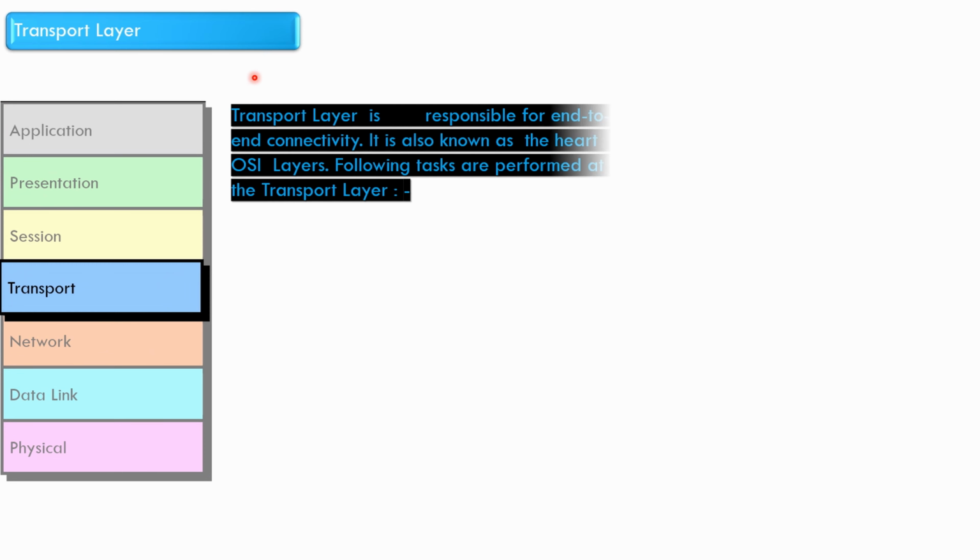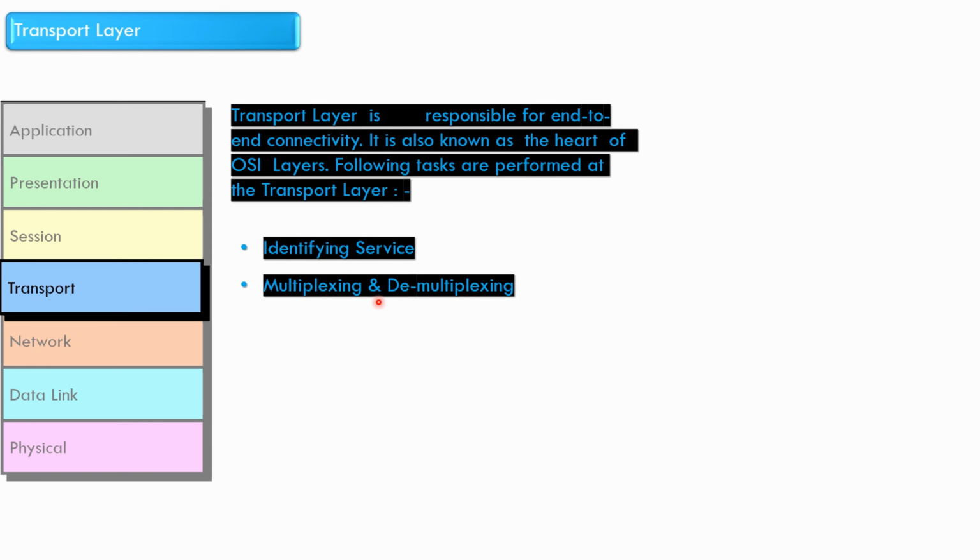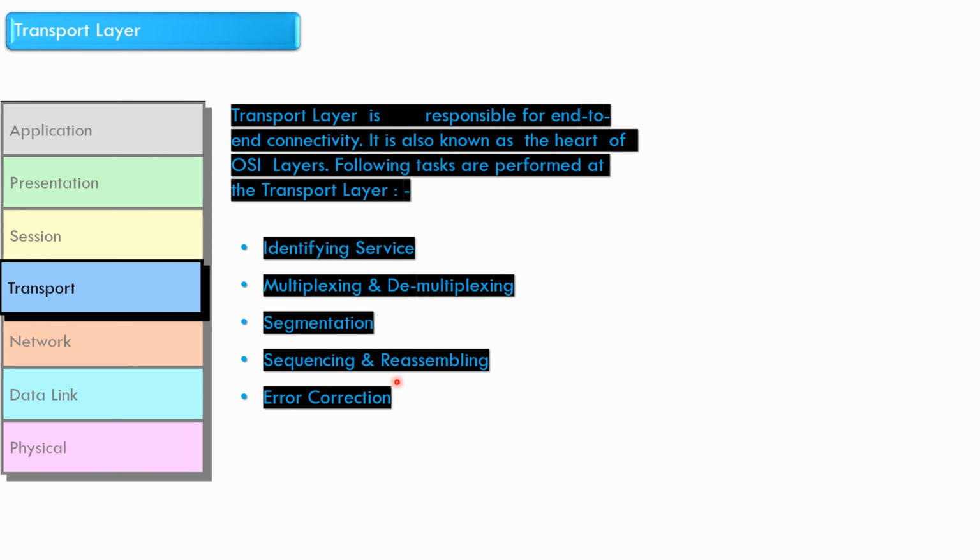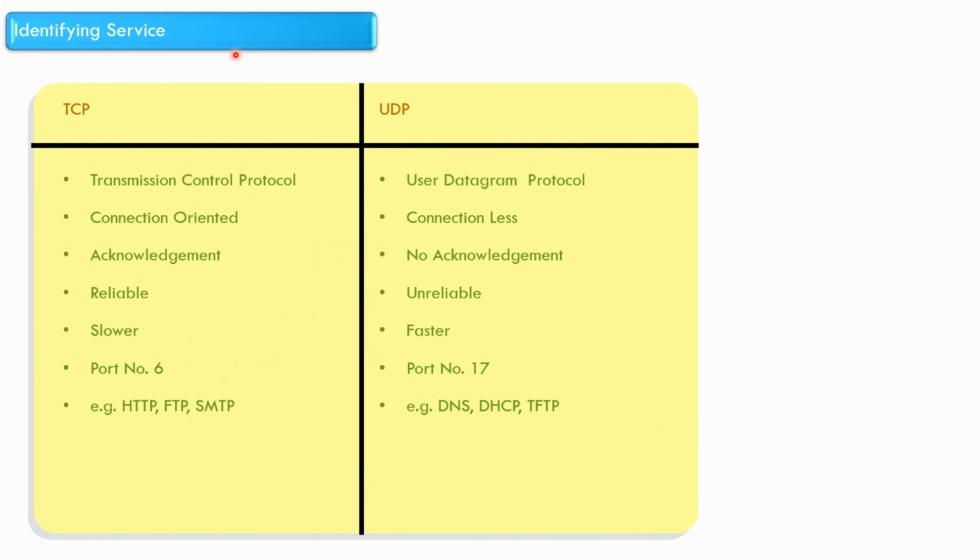Transport layer. The transport layer is responsible for end-to-end connectivity. It is also known as the heart of the OSI layers. The following tasks are performed by the transport layer: identifying service, multiplexing and demultiplexing, segmenting, sequencing and reassembling, error correction, flow control, this kind of thing. Identifying service: TCP and UDP.